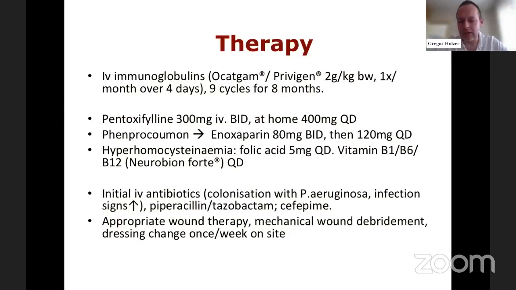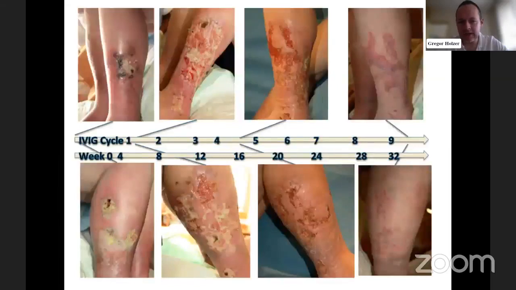Because of this severe process, we didn't have any infectious parameters, but still he had a lot of Pseudomonas in his wounds. We gave him antibiotics, maybe because we were also kind of desperate as he was not getting better so quickly. And of course we had appropriate wound therapy with regular mechanical wound cleaning and dressing change once a week. And now this is the follow-up, as you can see.